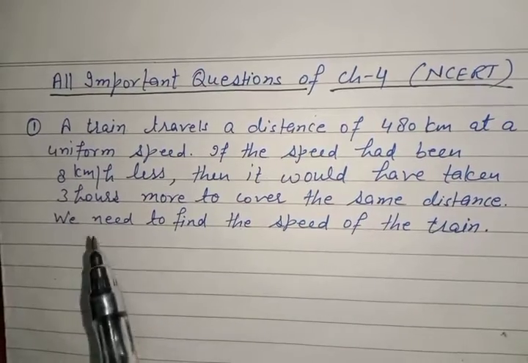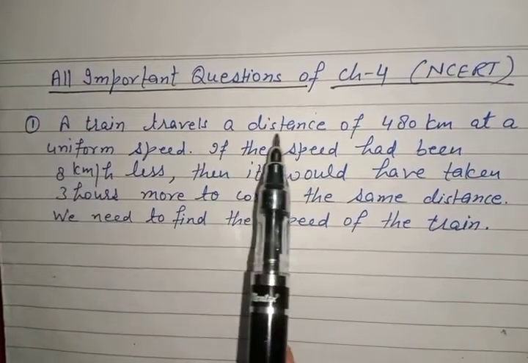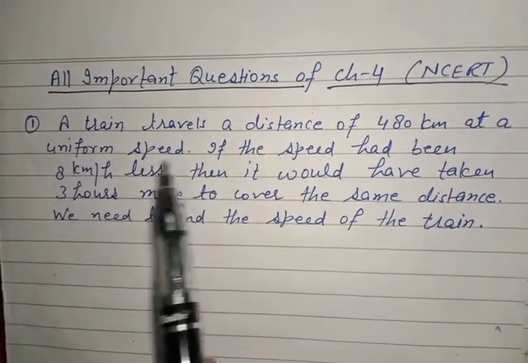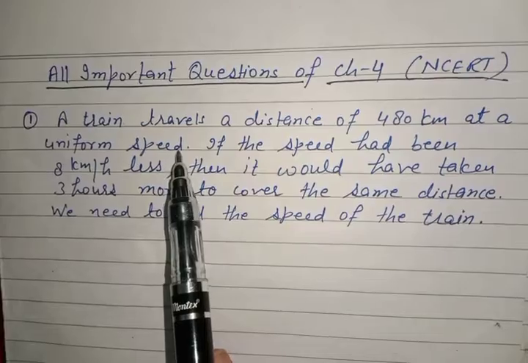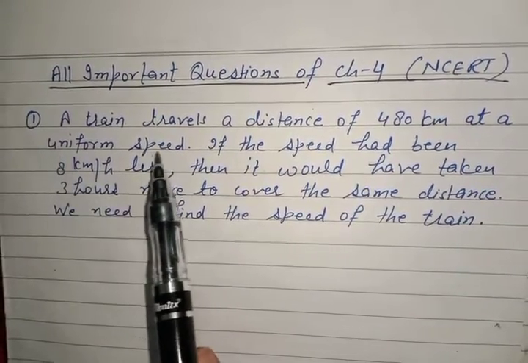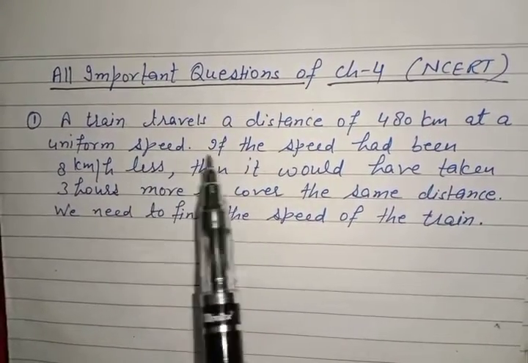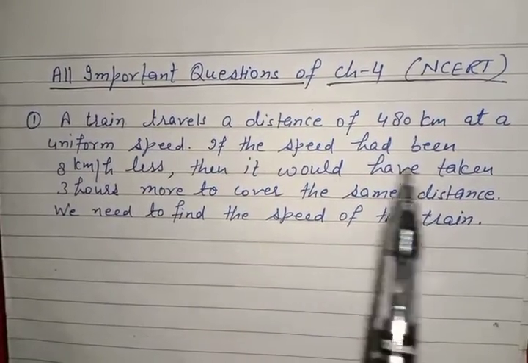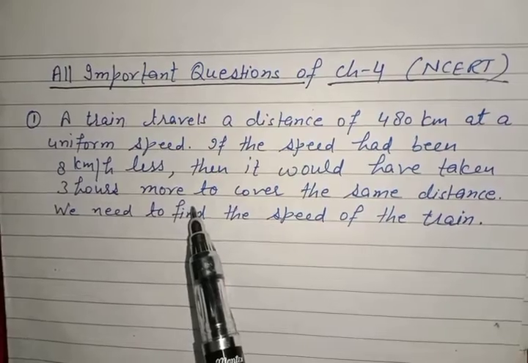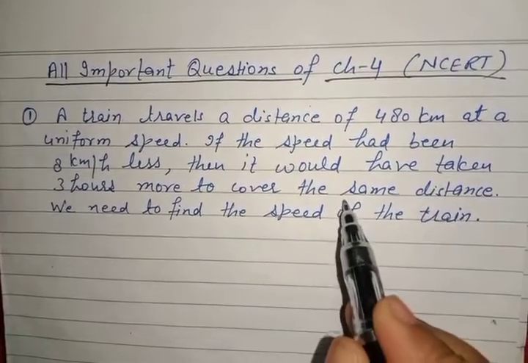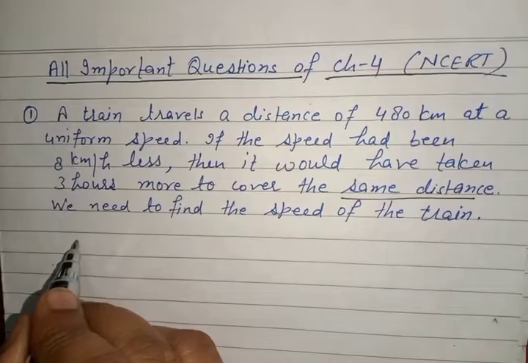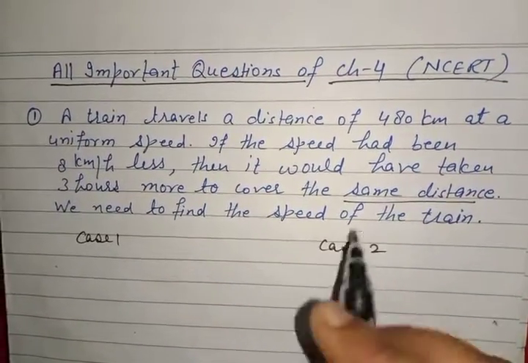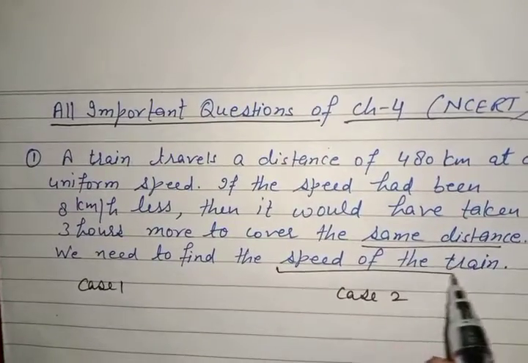Very important it is. Question is, a train travels a distance of 480 km at a uniform speed. Uniform speed means that in equal intervals of time the same distance is covered. If the speed had been 8 km per hour less, then it would have taken 3 hours more to cover the same distance. This is the important point, same distance. So we'll do it like this, case 1 and case 2. We need to find the speed of the train.